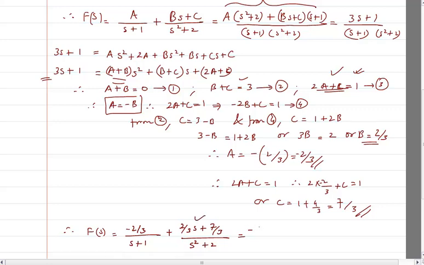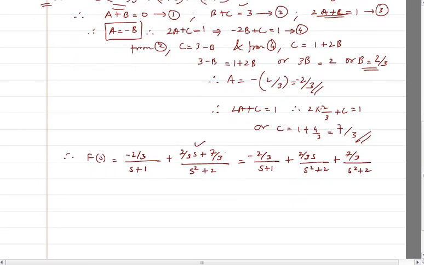Which I can further expand out as minus 2 by 3 divided by s plus 1, plus 2 by 3 s divided by s square plus 2, plus 7 by 3 divided by s square plus 2. So what I have done, I have split these into separate terms. Now this one can be straight away written as minus 2 by 3. When I take the Laplace, I can write this as minus 2 by 3 e raised to power minus t u of t.